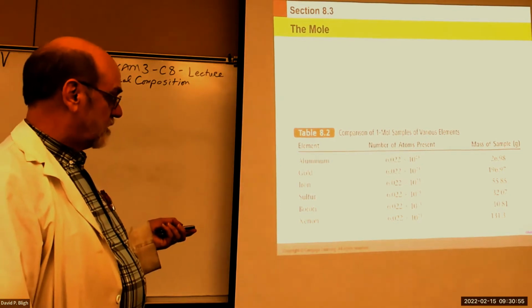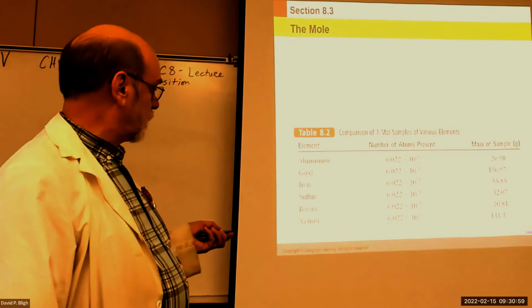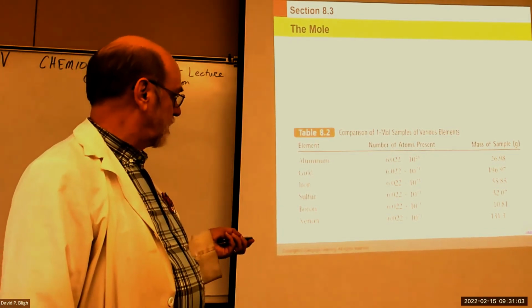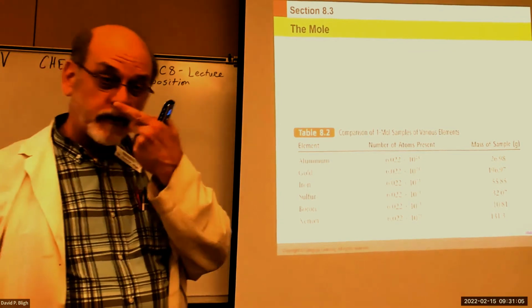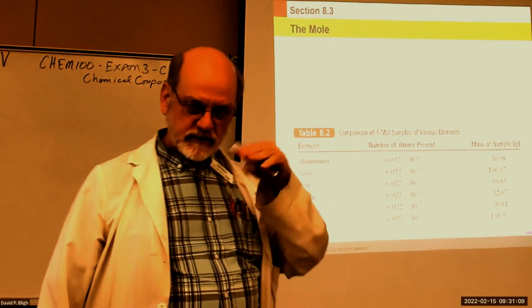Iron, 55.85. Sulfur, 32.07. Boron, xenon, 131.3 grams to make 1 mole of atoms of each of those different elements.